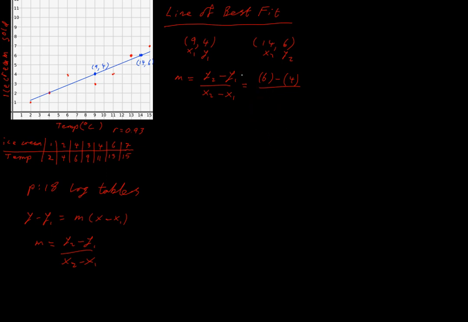So I have my y2 minus y1, and now I need my x2, 14, minus x1 is 9, and I work that out and I get 2/5. So my slope of my blue line, my line of best fit, is 2/5. And now I am going to use my equation of my line formula.